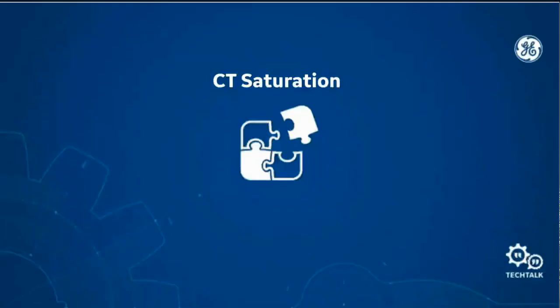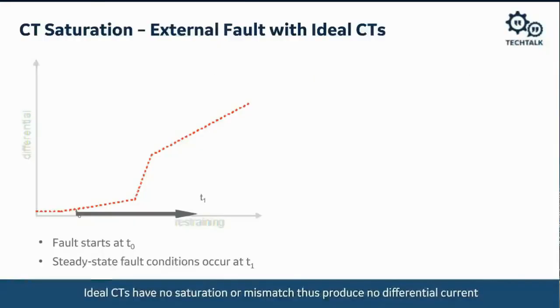CT saturation. So before we talk about CT saturation, I do want to mention the dual slope curve. You can see the red dotted curve. This is typically used in bus protection schemes where we have a slope 1 and a slope 2. As I mentioned, slope 1 is the differential of the restraint signal. So the lower the differential, the higher the restraint, the more we're going to restrain from tripping.